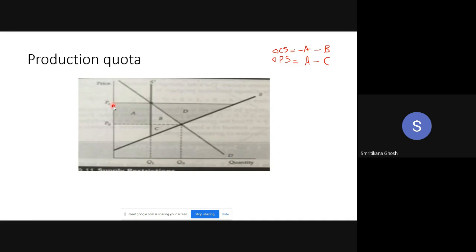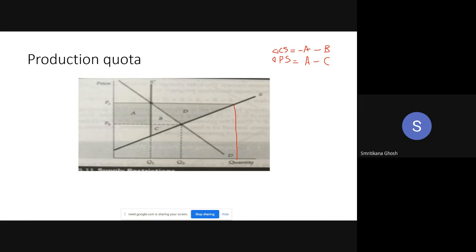If the price is P1 and it is the free market, then the producer can sell this quantity. Do you agree with it? Yes, ma'am. At P1, the producer can sell this quantity, but the government is saying no, you cannot go beyond this quota quantity.